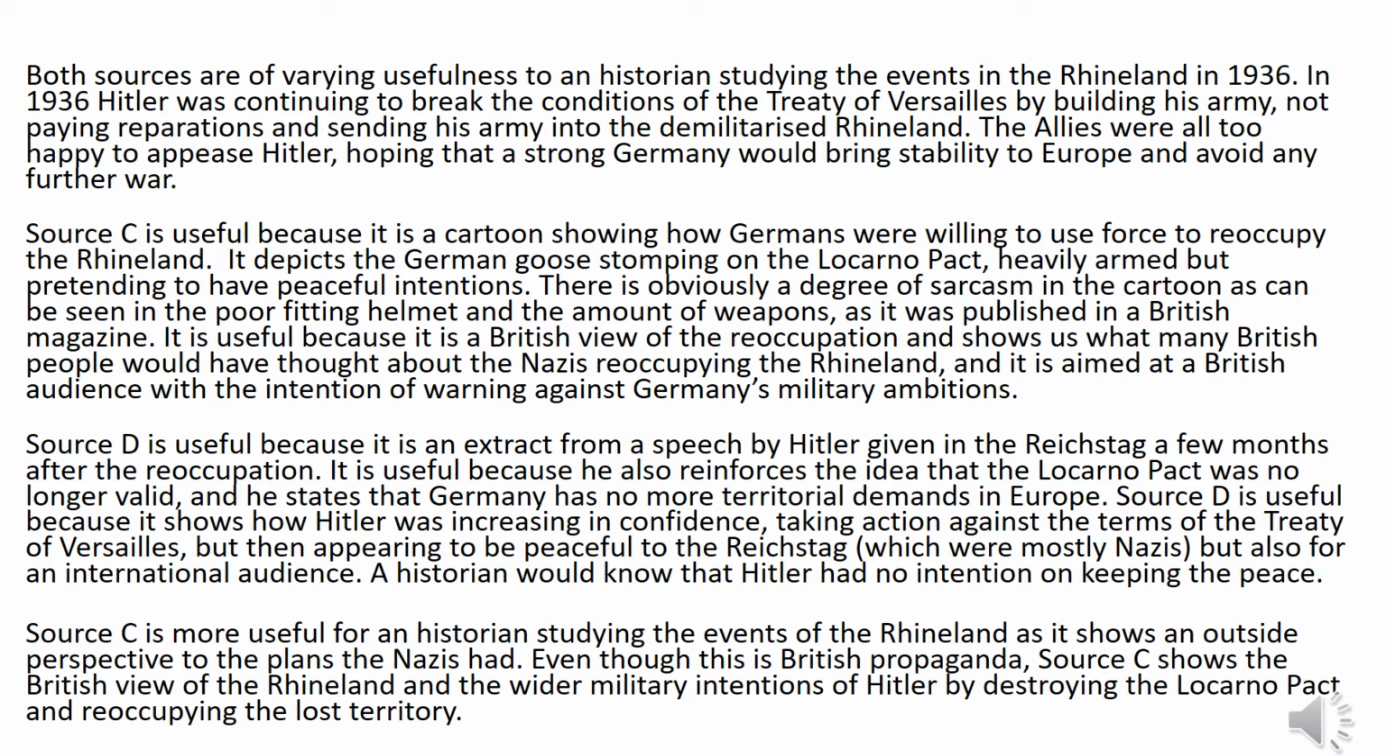Source C is more useful for a historian studying the events of the Rhineland as it shows an outside perspective to the plans the Nazis had. Even though this is British propaganda, Source C shows the British view of the Rhineland and the wider military intentions of Hitler by destroying the Locarno Pact and reoccupying the lost territory.